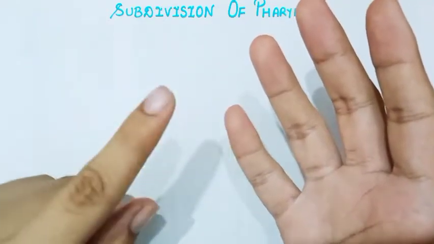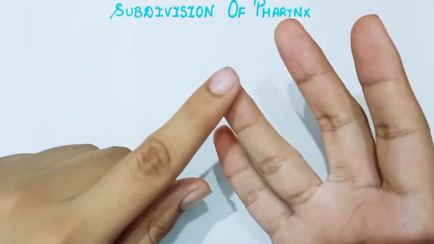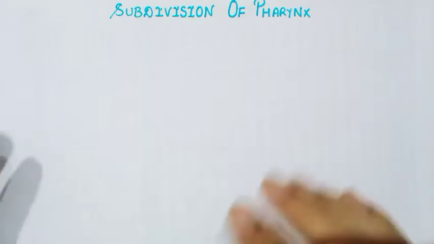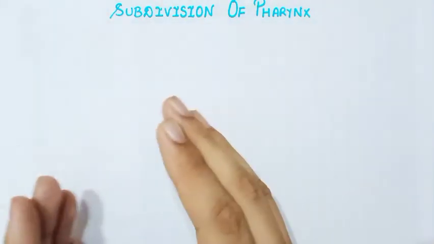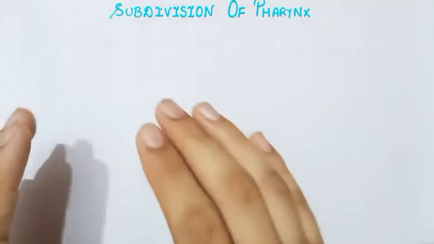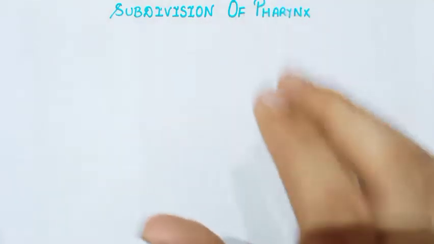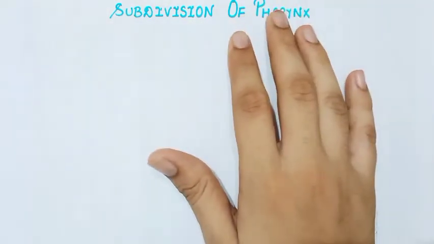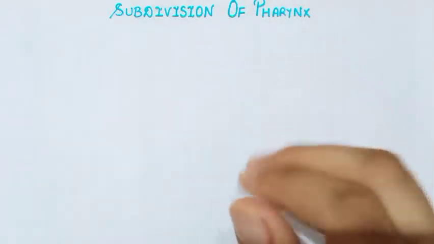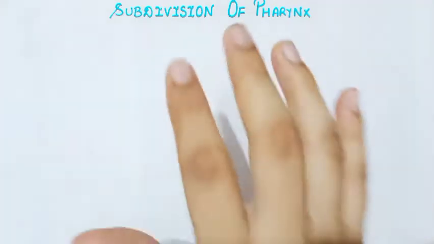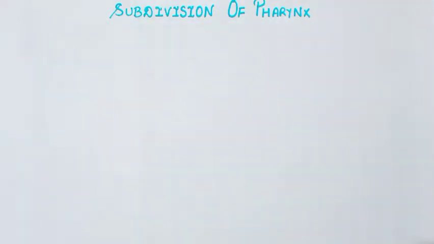Nasopharynx was situated behind the nose. Oropharynx or the buccopharynx was situated behind the oral cavity, and the laryngopharynx was situated behind the laryngeal cavity or the larynx. So let's study this subdivision. Firstly, we're looking at the boundaries, and then we'll have a look at the other features, including the lining epithelium and all other features of the subdivisions.